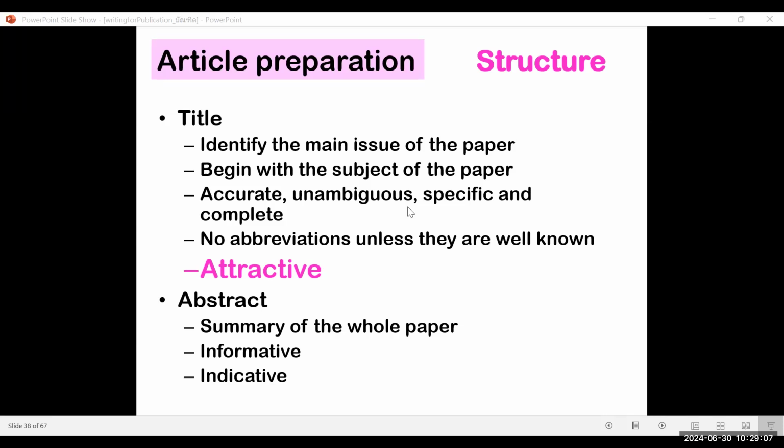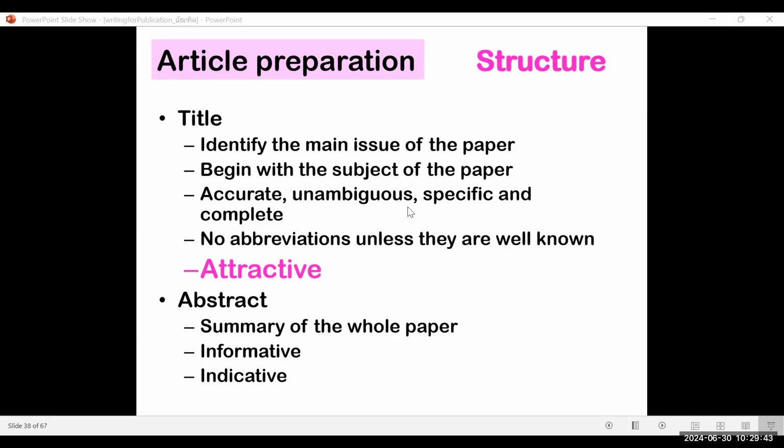In general, it begins with the subject of the paper that you're going to do, like for example, development and efficacy assessment of cosmetic products containing nanoparticles, and so on. You need to make it attractive and tell the readers what they are going to get from your articles.